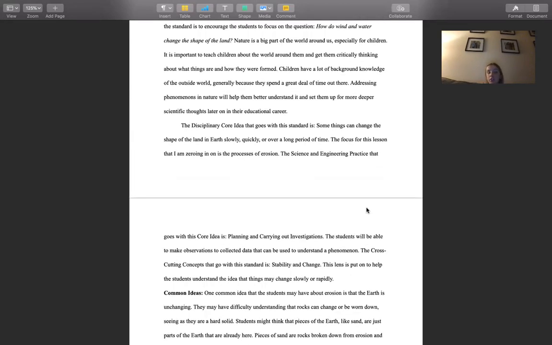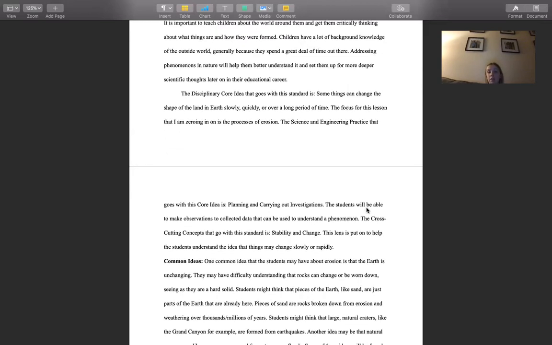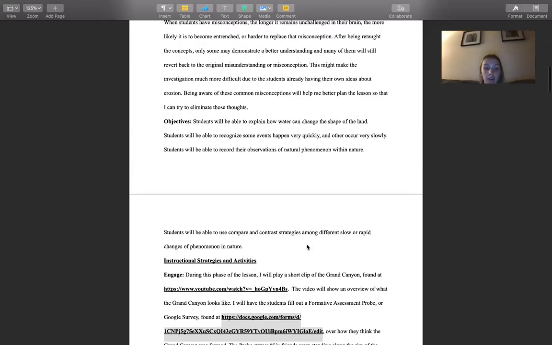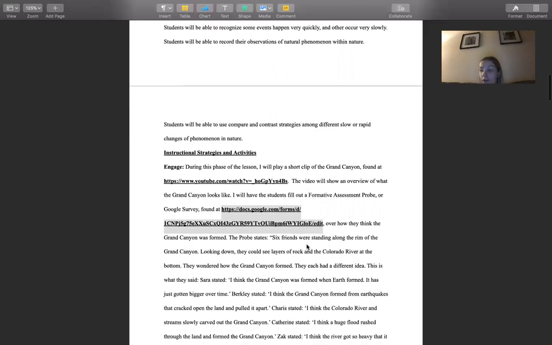Students will make observations to collect data, to understand a phenomenon, and the crosscutting concept that goes with the standard is stability and change. The lens that I'm putting on for the students is stability and change, which helps the students understand the idea that many things can change slowly or rapidly. And so I'm going to go down here to the 5E and begin talking about that.